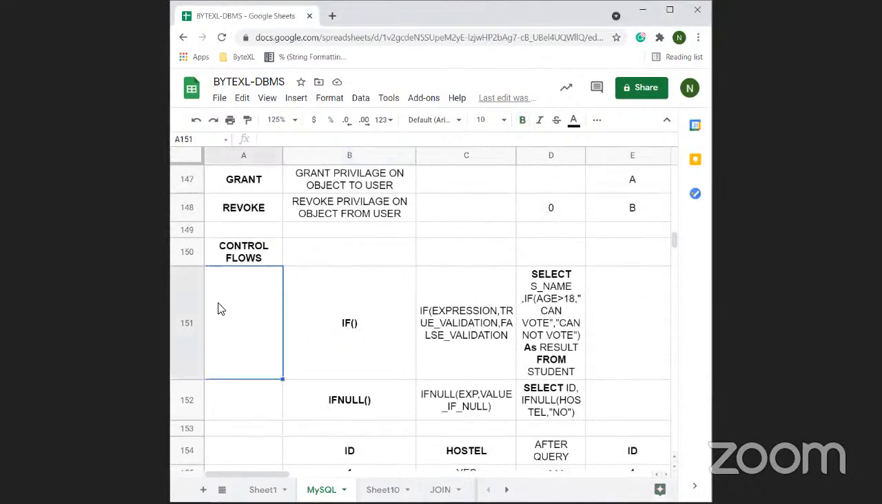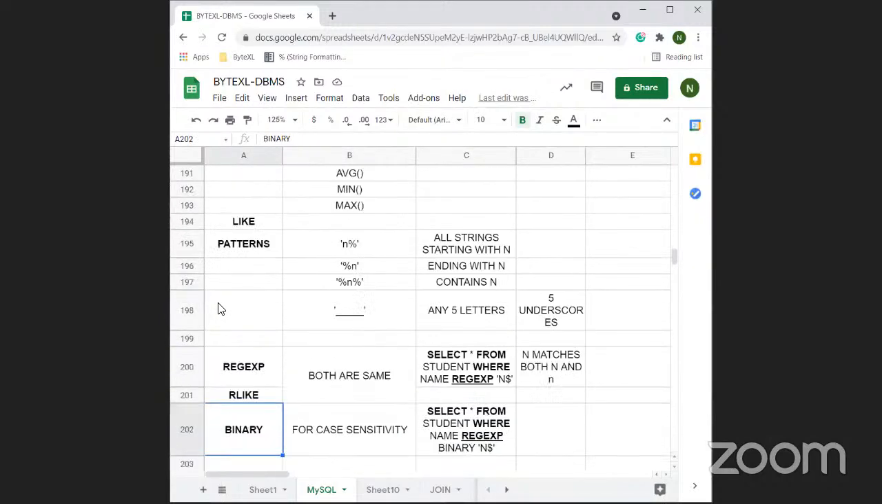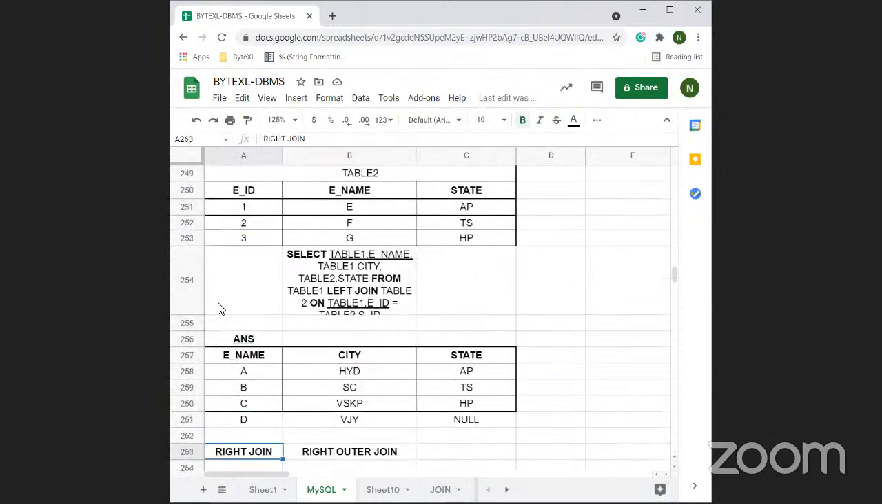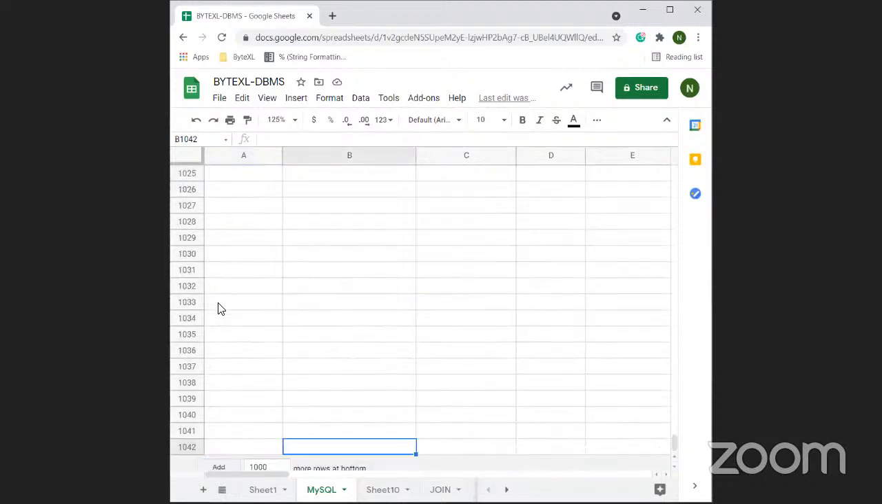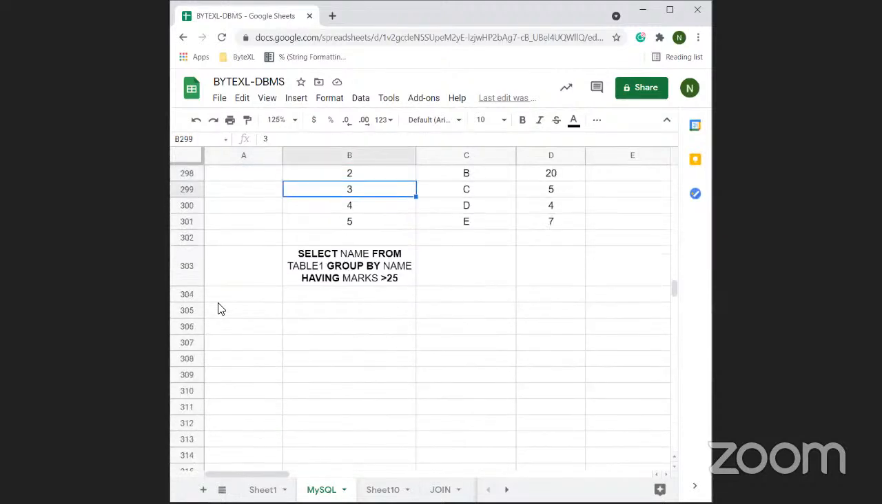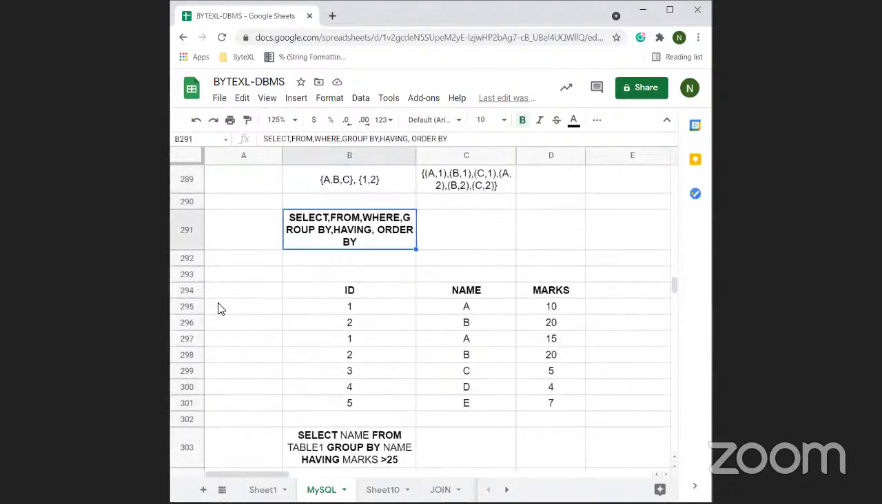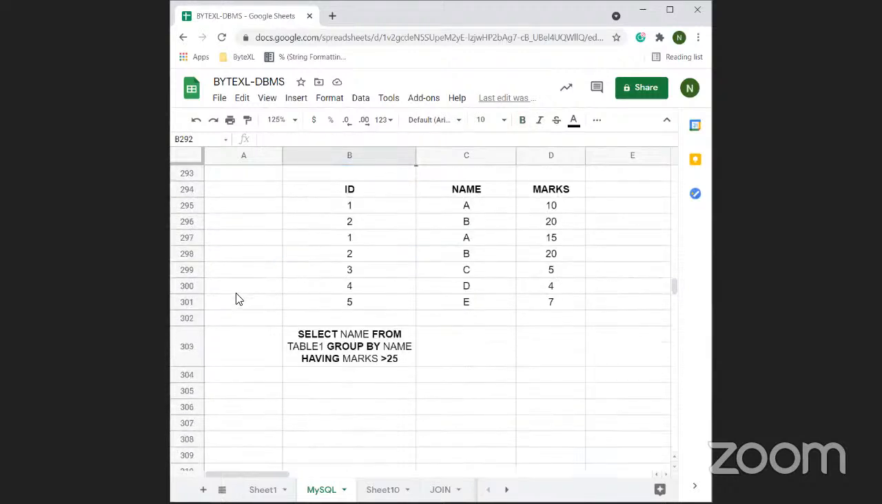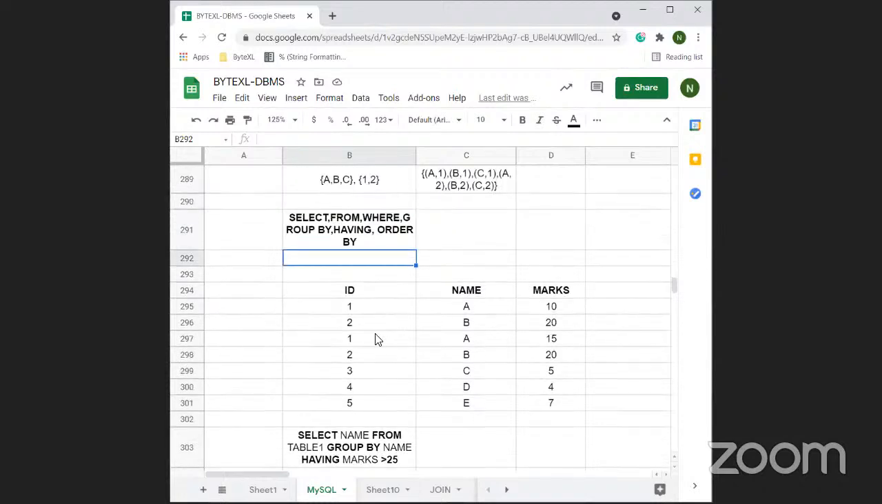And the final concept in this coding part, before seeing normalization, is the order in which the clauses will be used. If at all we are using all of them in a single statement, this should be the order. First should be select, then from, because select tells what you want. What you want, you have to tell first using select.